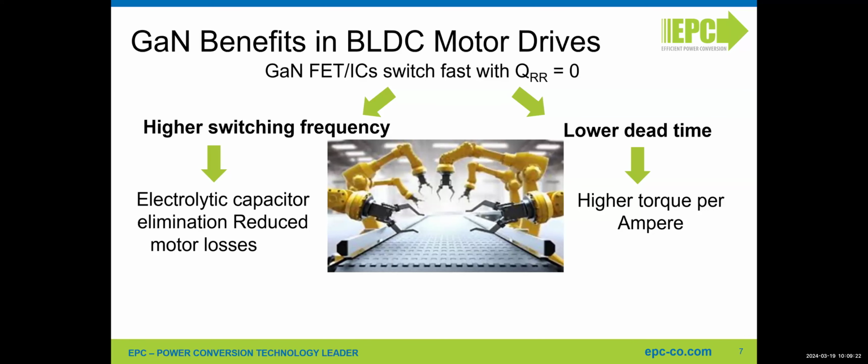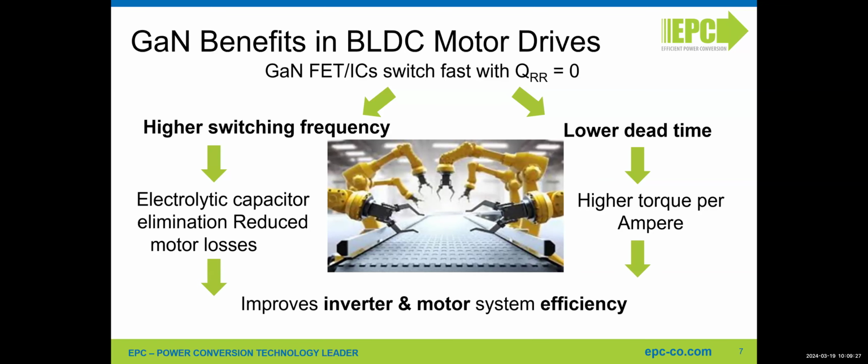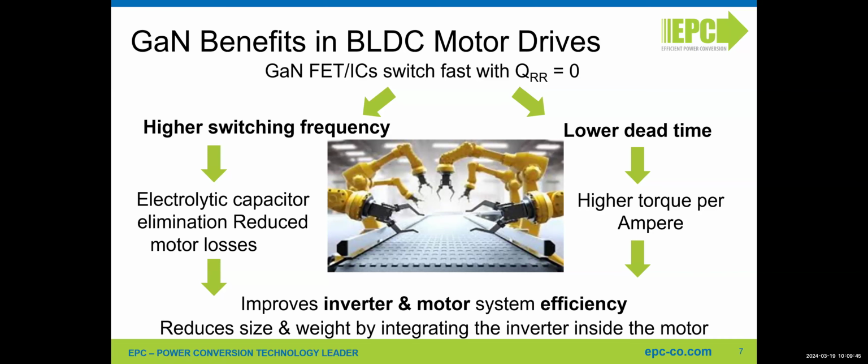So the motor starts operating more ideally, because usually motors are designed for sinusoidal operation, and then they are used with PWM operation. And the gallium nitride inverter has a better total harmonic distortion. That's why it's improving the total inverter and motor system efficiency. And also by reducing the capacitance, it can reduce the size and the weight, and it means the inverter can be integrated inside the motor.